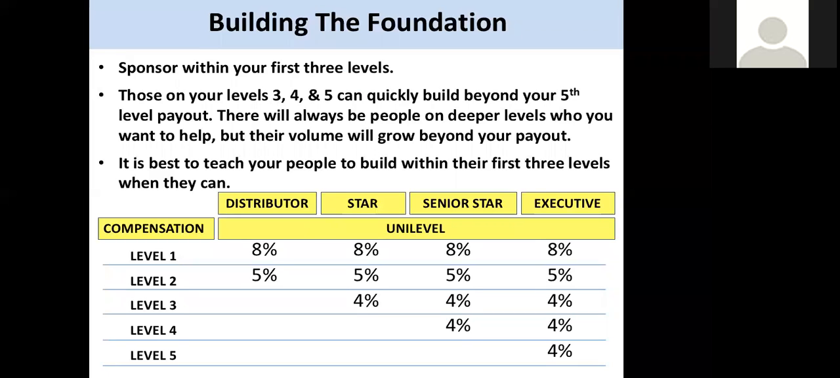The other reason that you would want to try to build within those first 3 levels is because, as that second bullet point mentions, those on your levels 3, 4, and 5 can quickly build beyond your 5th level of payout. And there's always going to be someone that is deeper or further down in your organization that you want to help, and you likely will be helping them, but they're going to grow beyond the level of which you can be paid.